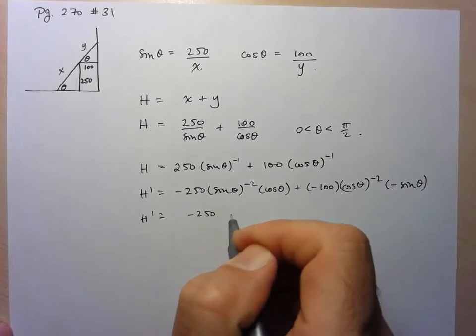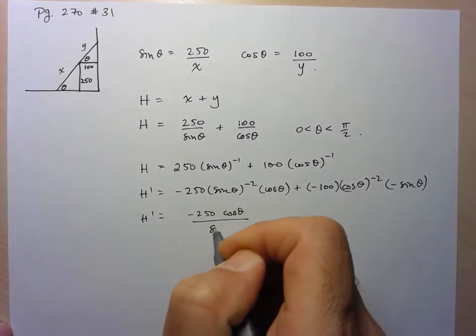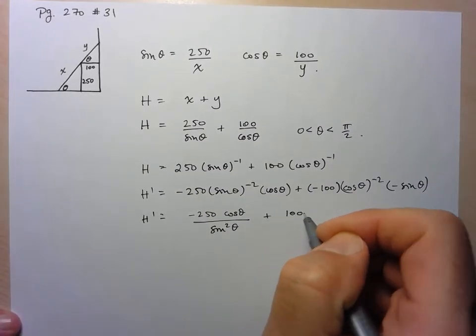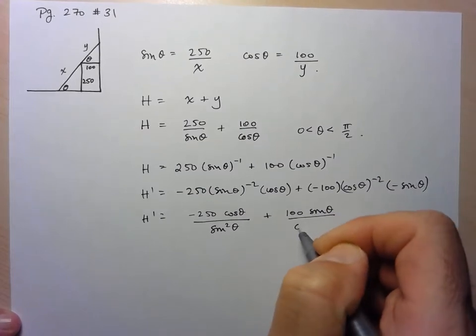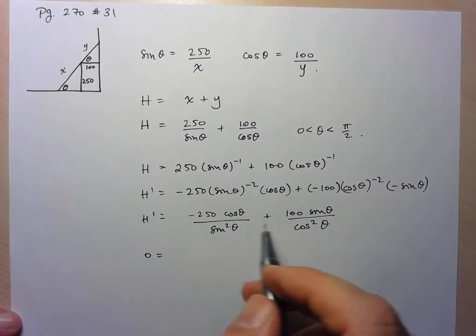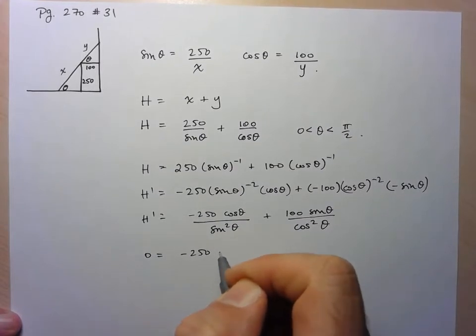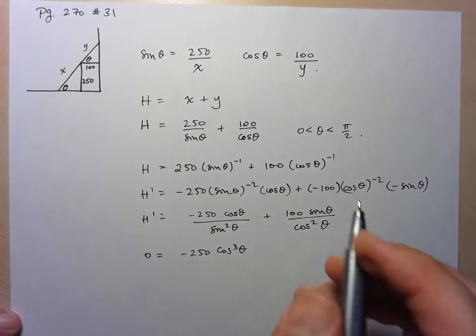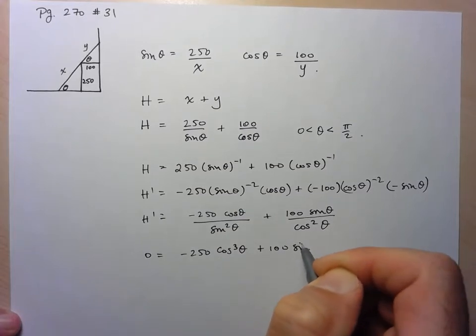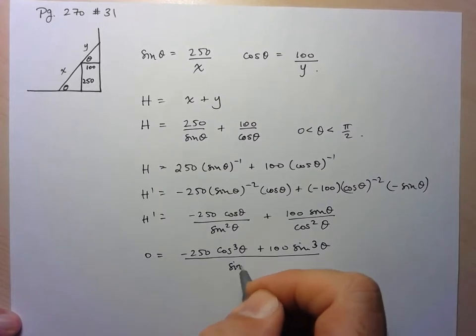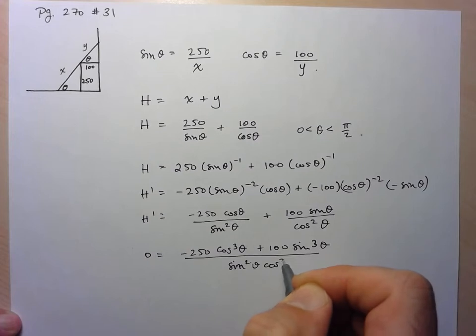We have negative 250 cos theta over sine squared theta, and then here two negatives go, so plus 100 sine theta over cos squared theta. And of course, I want to set this equal to 0 to find my critical points. Okay, so I'll do a little addition here. So we have negative 250, so here this cos squared will multiply there to give us cos cubed theta. This sine squared will multiply there to give us plus 100 sine cubed theta, all over sine squared theta cos squared theta.